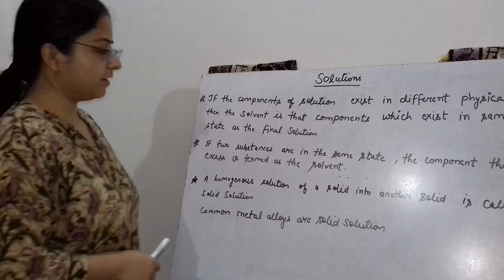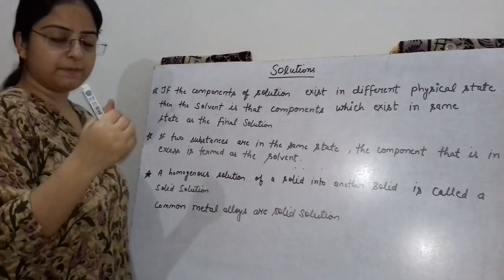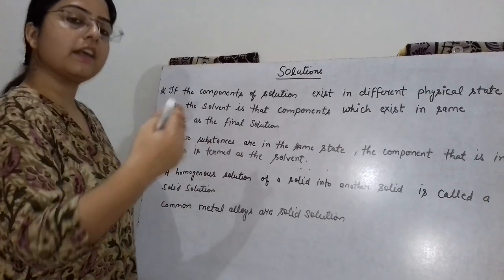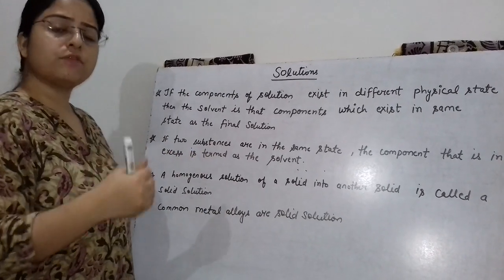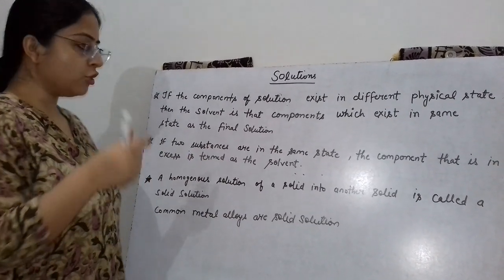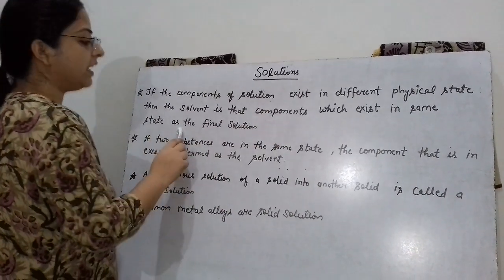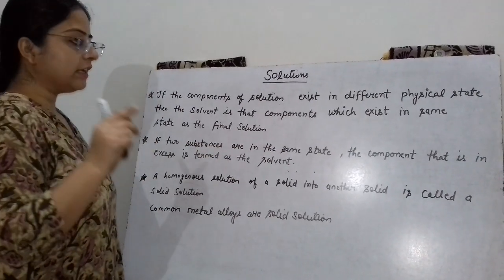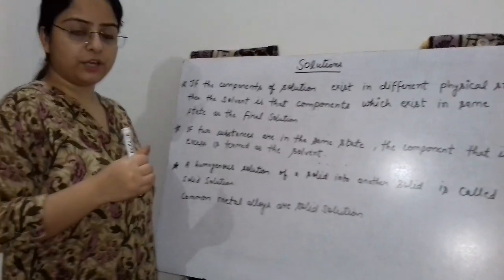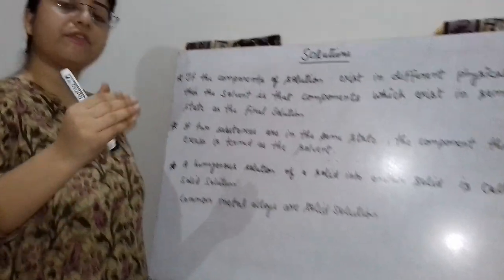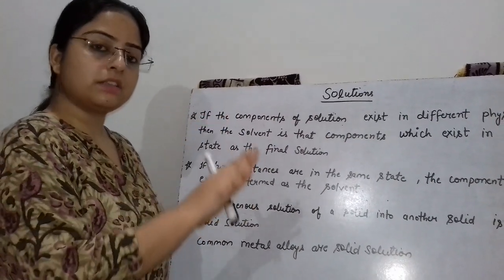Now, some conditions are there: if the components of a solution exist in different physical states, किसी भी सॉल्यूशन के कंपोनेंट्स की फिजिकल स्टेट अगर अलग-अलग है तो फिर उन दोनों में से which one will be the solvent and which one will be the solute. So in that case, solvent is that component which exists in the same state as the final solution. अगर किसी भी सॉल्यूशन के कंपोनेंट्स डिफरेंट फिजिकल स्टेट में एग्जिस्ट करते हैं तो सॉल्वेंट वो कंपोनेंट होता है जिसकी फिजिकल स्टेट और फाइनल सॉल्यूशन जो बना सॉल्यूट और सॉल्वेंट के कंबाइन होने पे उसकी फिजिकल स्टेट सेम हो, it does not change.